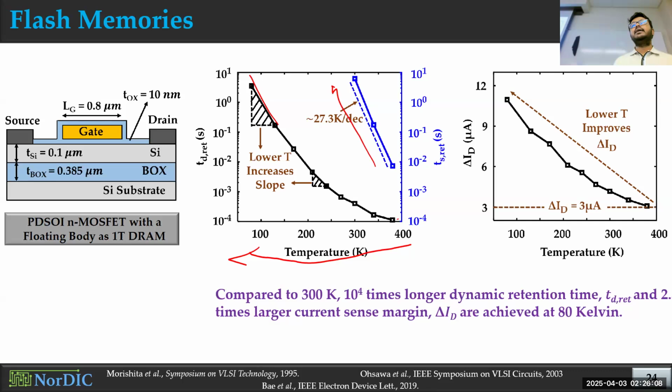And another performance metric they considered is sense margin. I think you know that when you have flash memories with 2 states, in one state you have electrons in the floating gate, and in another state you don't have electrons in the floating gate. So for these 2 states, you have 2 different channel currents, right? The difference between these 2 levels of channel current is known as the sense margin here. And as you can see, if you go to lower temperature, that sense margin also improves. So you will have a more reliable and more robust read operation from this flash memory.